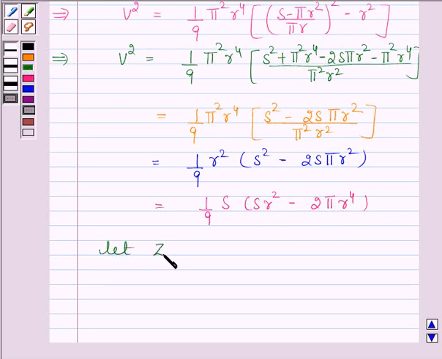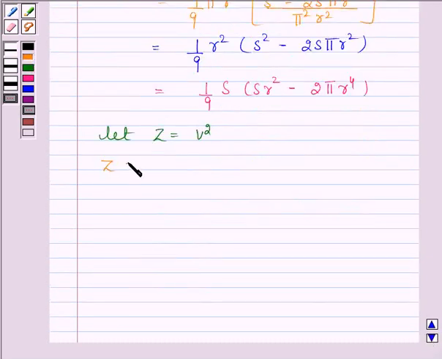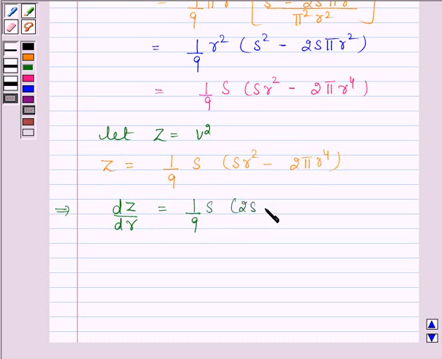Now let Z is equal to V square. Now V is maximum or minimum according as Z is maximum or minimum. Therefore, now Z is equal to 1 by 9 into S R square minus 2 pi R to the power 4. Now differentiate Z with respect to R. So, dZ by dR is equal to 1 by 9 S into 2 S R minus 8 pi R cube. Now put dZ by dR as 0.